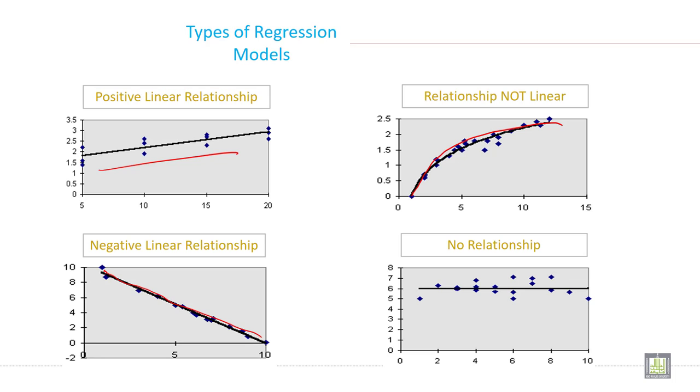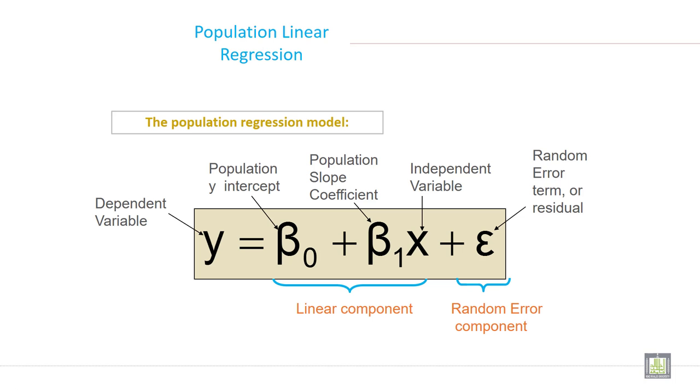And no relationship, when you cannot establish a relationship between two variables, then it is called no relationship. Like this, where you cannot draw anything. It is no relationship at all between two variables.